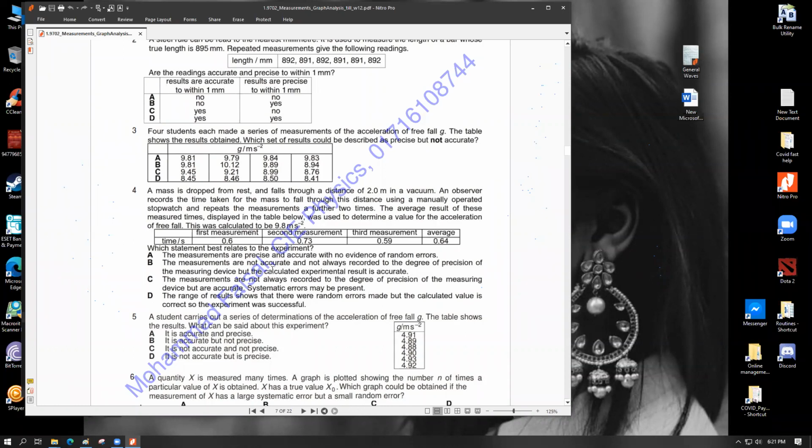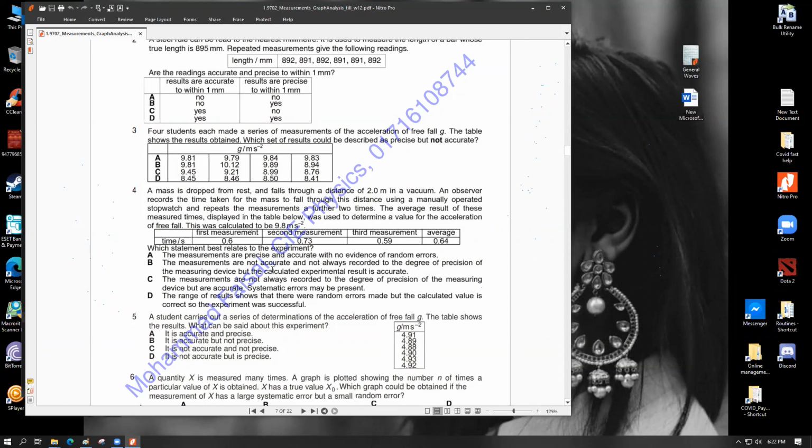Well, you can see that the values themselves are pretty closely clustered. The highest value of g that this student calculated was, I think, 4.93, and the smallest value that this kid calculated was 4.88. So that is 0.05 for about 4.9. So I'd say the results are quite precise. I mean, they're not really scattered in random locations. The values are really close to each other.